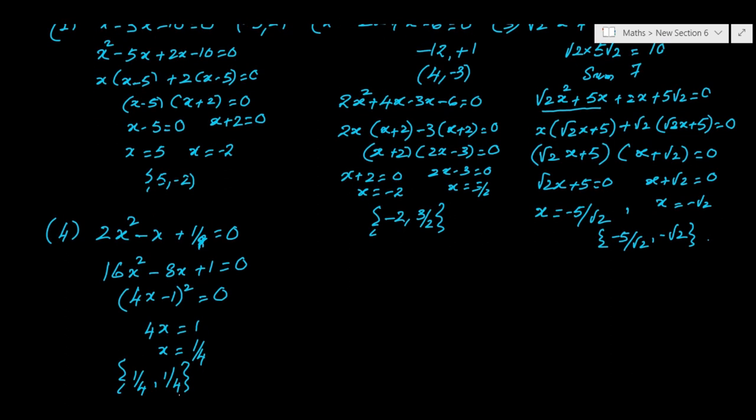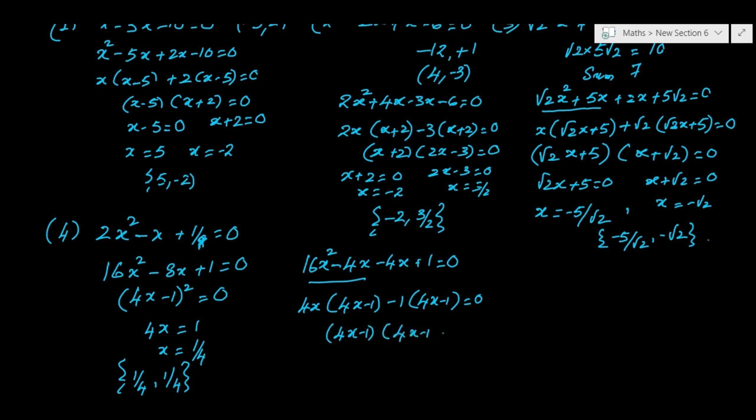This can be split into two middle terms also, the other way. For 16x², if you multiply, we should get 16, and if you add, we should get −8. Therefore, 16x² − 4x − 4x is the pair. So, in this, you can take 4x as common: 4x(4x − 1), and here if you take −1, (4x − 1) = 0. (4x − 1)(4x − 1) = 0. 4x − 1 = 0, or the other one is also 4x − 1 = 0. Therefore, x = 1/4. And here from this also x = 1/4.